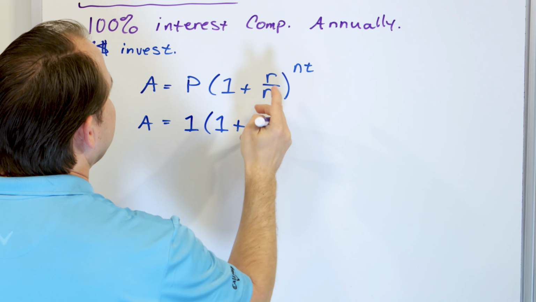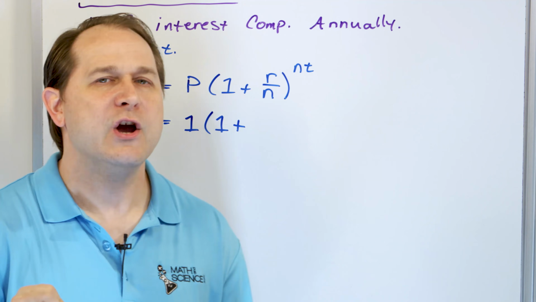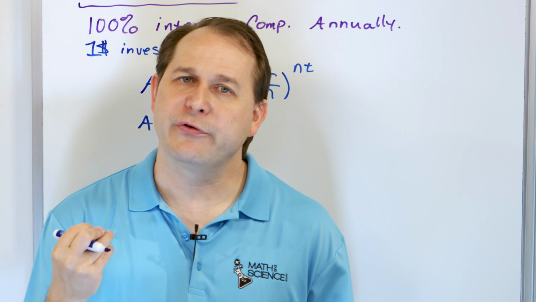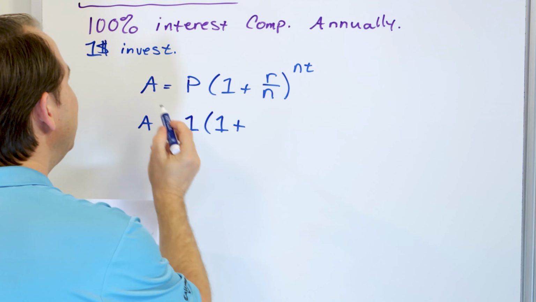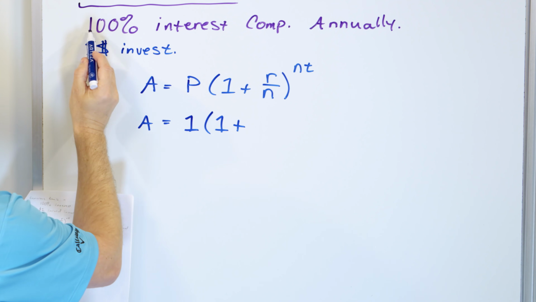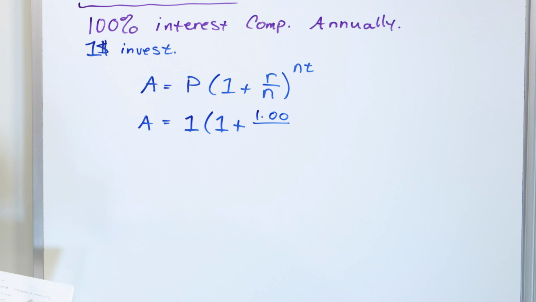Then it's 1 plus, what is my interest rate? I said it's 100% interest. Now, you never want to put 100 in. You never want to put the percentage in. You have to convert the percentage to a decimal. So if you take 100%, convert to a decimal, you move it 2 spots to the back. So you end up with 1.00. That's what you get when you convert 100% to a decimal. Shift the decimal spot 2 times.